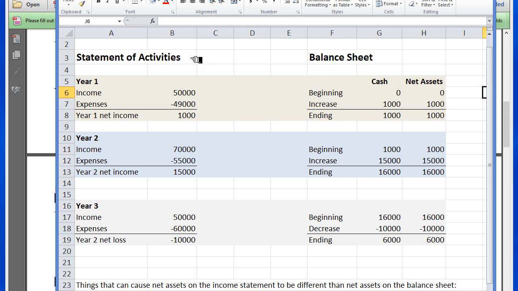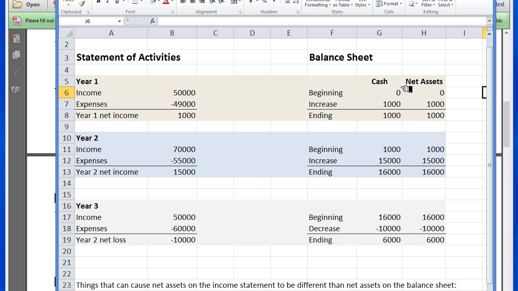In the statement of activities, in year 1, I'm assuming this is the very first year that the nonprofit has been in operations. In this example, it has $50,000 of income and $49,000 of expenses, and that leaves it with $1,000 in net income. Since this was the first year, it started with zero cash in its bank account. It opened a bank account with zero cash in it. So here we see the beginning balance in year 1. Cash is 0. Net assets beginning balance is 0. So we start off with a nice clean slate here.